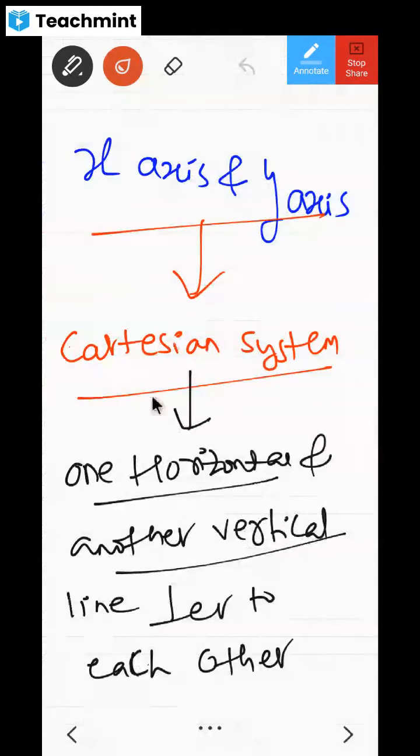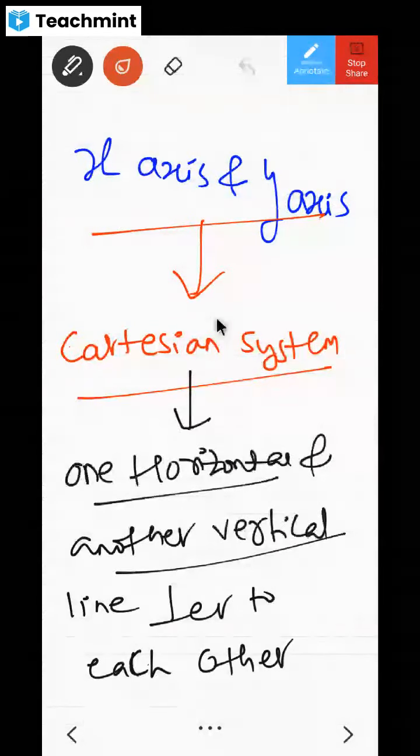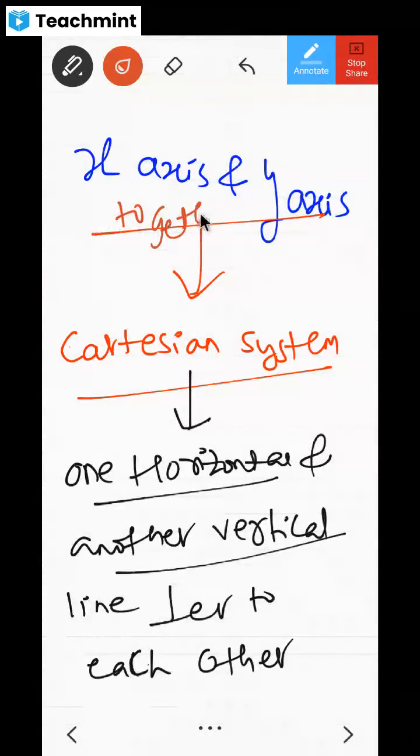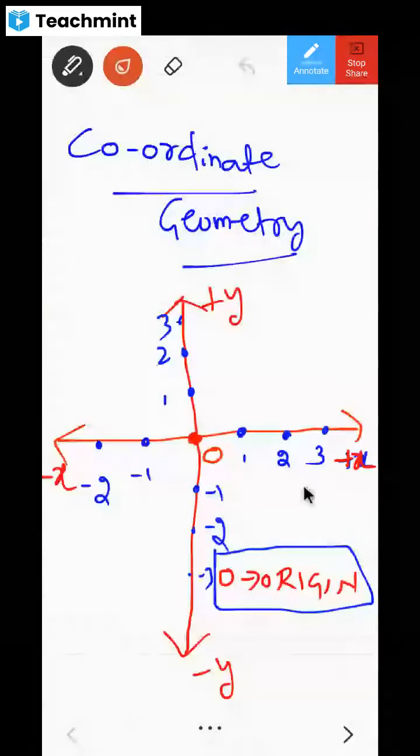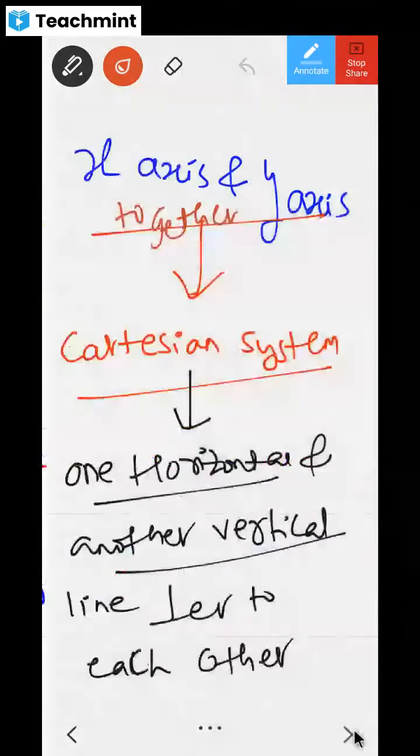So we learned about the Cartesian system, that is the x-axis and y-axis together. Whatever x-axis and y-axis together are there, they are called the Cartesian system. One horizontal line, another vertical line, perpendicular to each other. The x-axis means a horizontal line, and the y-axis is a vertical line. So that we got to know.